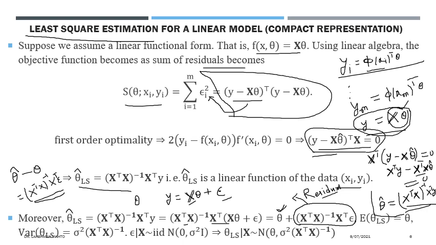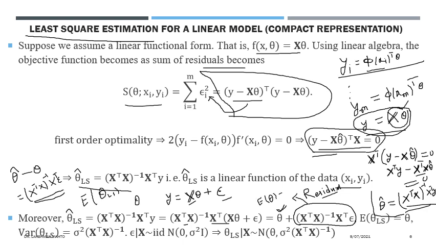And if you try to calculate the mean of this one, how do you calculate it? Through expectation: apply the expectation operator over theta hat least square estimation. What does it become? What is this first term, the true parameter? So the expectation of theta is theta, because it is a single number, the value of the true parameter.